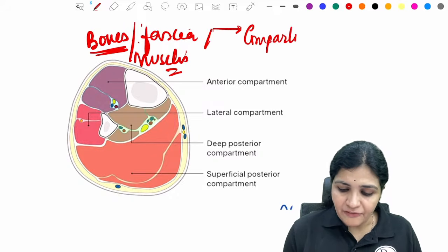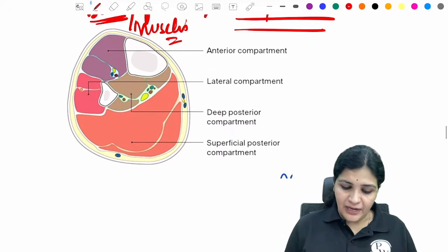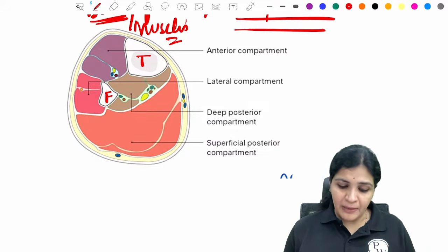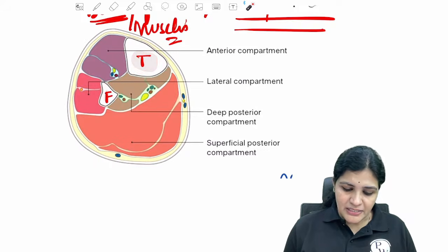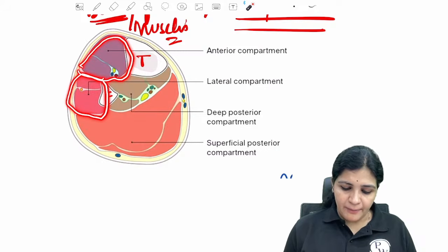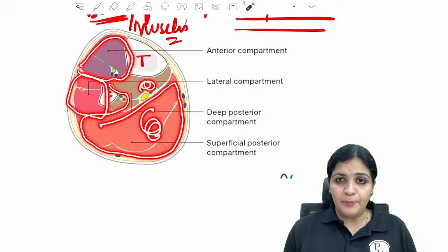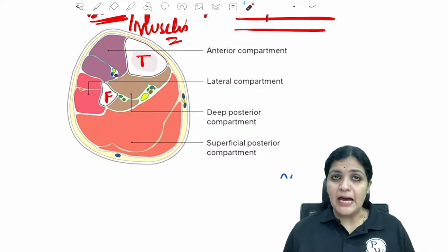For example, if you take the leg, the lower leg, this is the compartment. Now you can identify this as the tibia, this is the fibula, right? So this is the leg compartment I'm explaining. You can see that this is divided into the anterior compartment, this is your lateral compartment, and this completely is your posterior compartment, right? Again, the posterior compartment has the superficial posterior compartment and the deep posterior compartment. You understand? So this is how the muscles are placed in it.